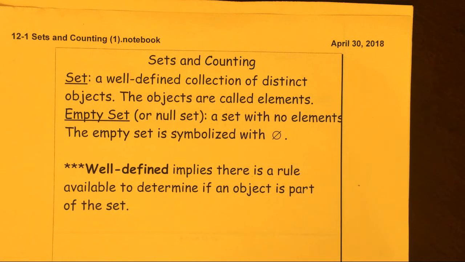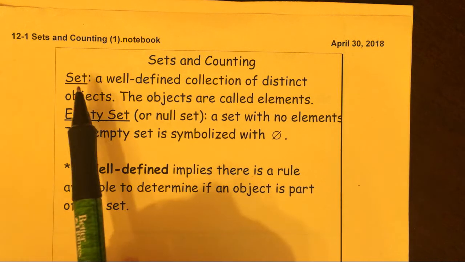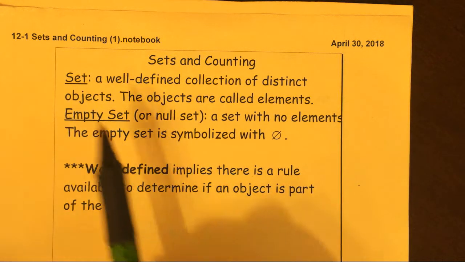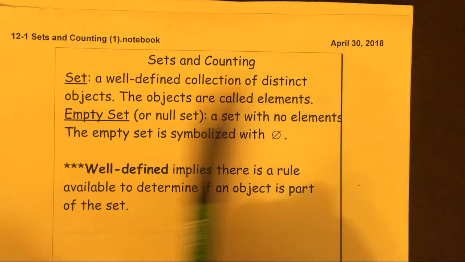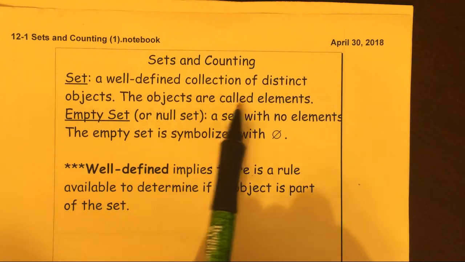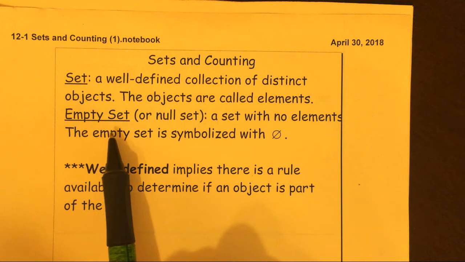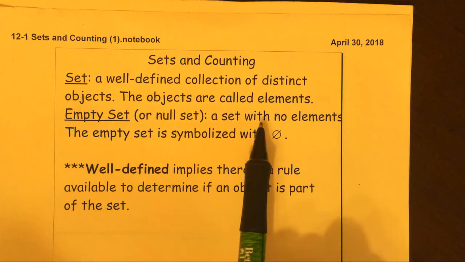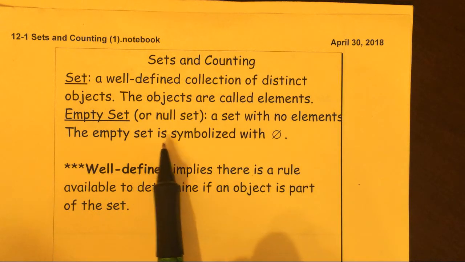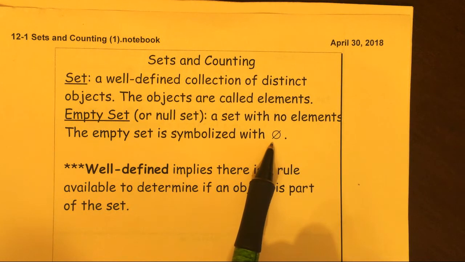Alright, so right now I'm going to walk through some vocabulary with you before we start worksheet 12.1. The first word we're going to discuss is the word set. A set is a well-defined collection of distinct objects. The objects are called the elements. An empty set, or a null set, is a set with no elements. The empty set is symbolized with this symbol.